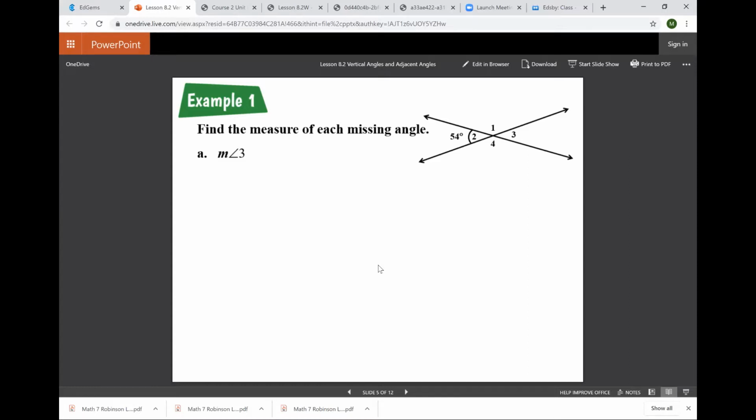So let's look at this. Find the measure of each angle. We already know the rules. If it's vertical, if it's directly across from it, it's considered a vertical angle, which means they're going to be equal in measure. And they want me to find the measure of angle 3. Angle 3 is across from angle 2, and they told me what angle 2 was. So if I know angle 2, I know angle 3. My answer for this is 54. Easy, right? Keep going.